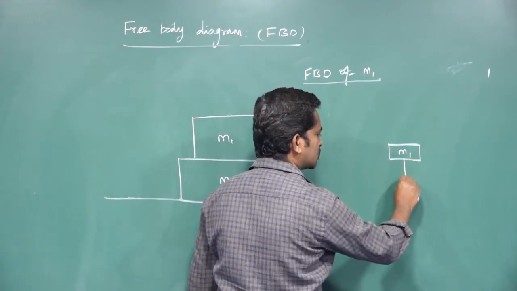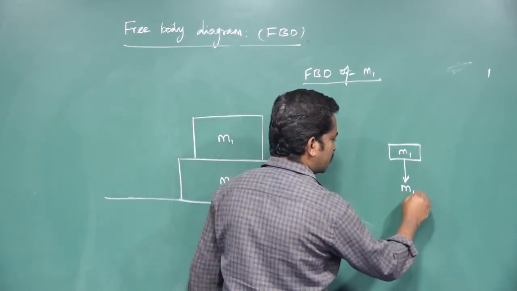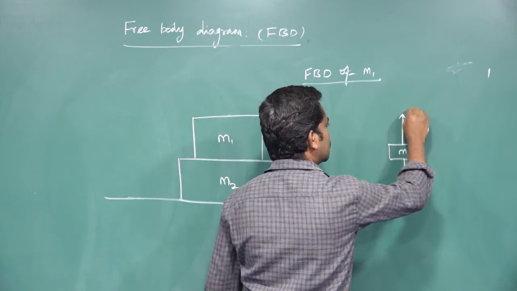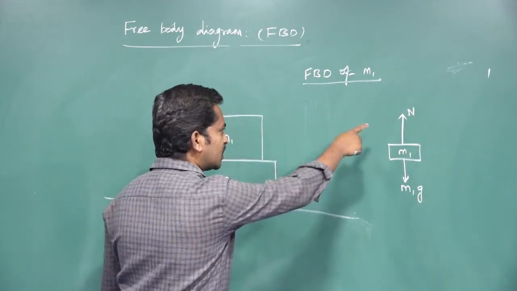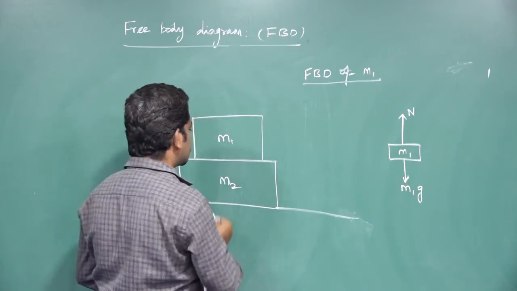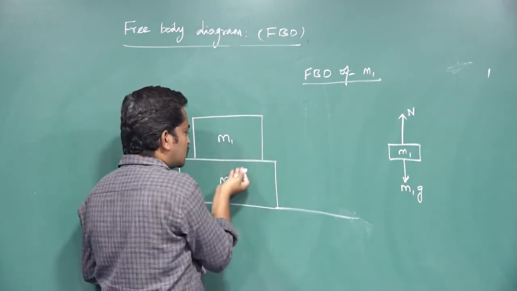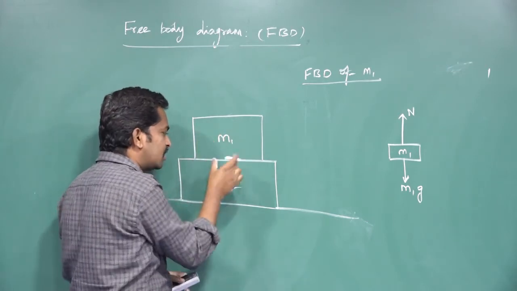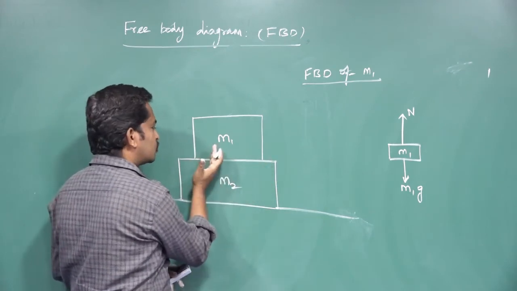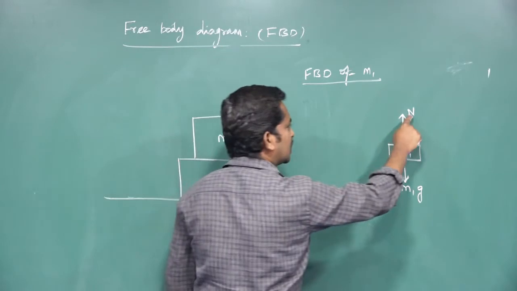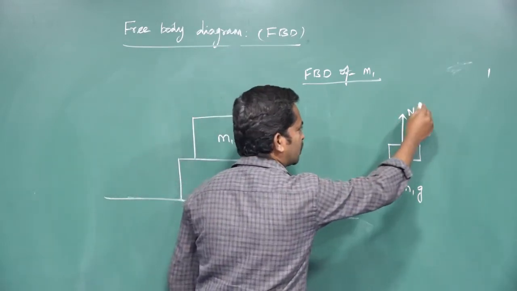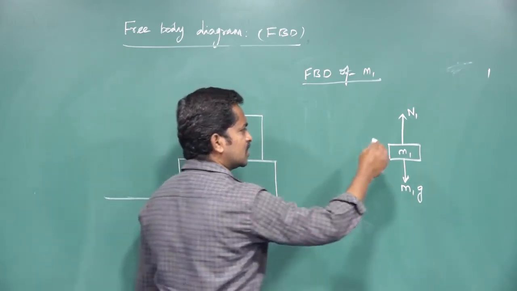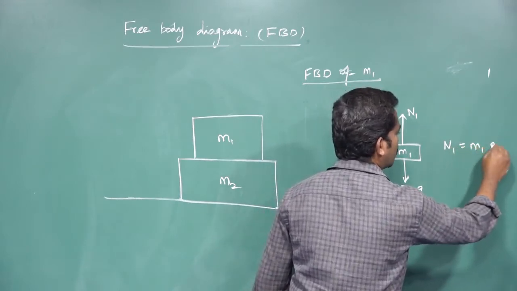What is this? The downward force, the weight of the object, is m1g, and the normal force N acts upward. So where does this normal force come from? It is very important. The normal force is exerted because m1 is placed on the surface of m2. This surface exerts the normal force, that is N1. So, N1 is equal to m1g.